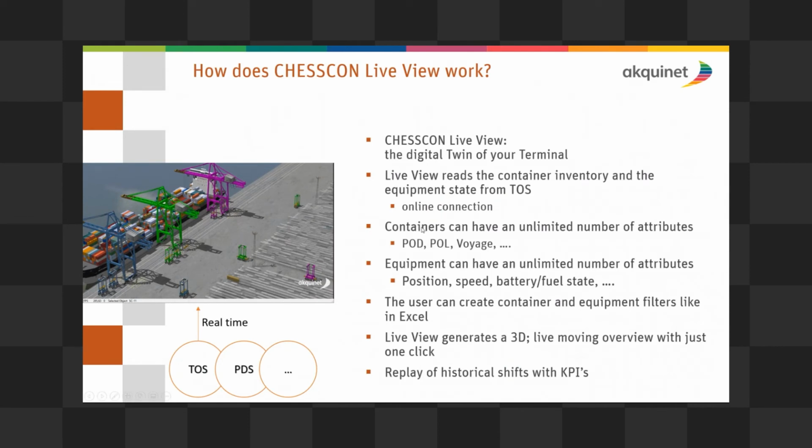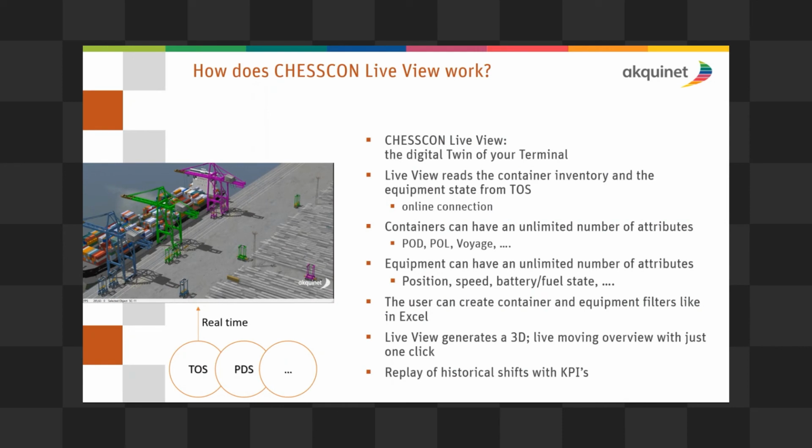So Live View reads, for example, the container inventory and the equipment state from any TOS, as we have just learned. And it needs, of course, a good and powerful online connection to an IoT platform, and also, of course, all the equipment has to be fitted with the things you need to place the data into the IoT, into a data lake, just as a term, 5G connection and what have you. But of course, this is possible, and then Live View comes into the game, and we will also show this in the talk in June in Rotterdam.